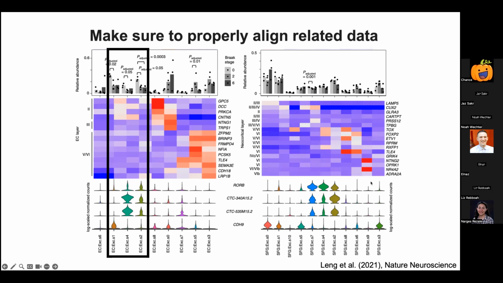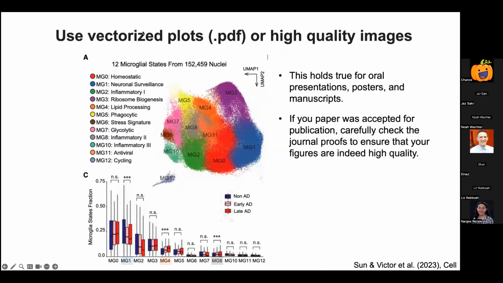Another thing I'll recommend, and we already talked about this a little bit, is to use vectorized plots or high quality images. This is a paper that was published 2 weeks ago in Cell, and you can see this visual artifact all over their UMAP plot and in their box plots too. This could have happened at many different stages, right? When your paper's getting published, you're supposed to give them the PDFs or the Adobe files, and then they typeset it.